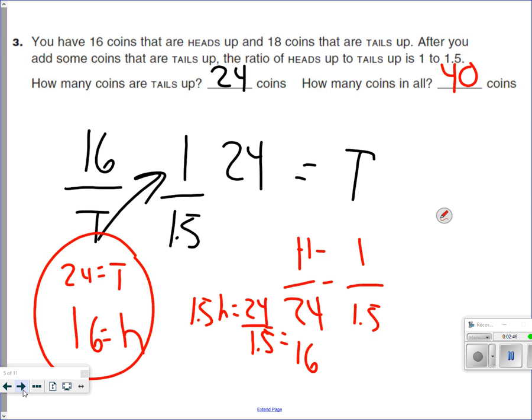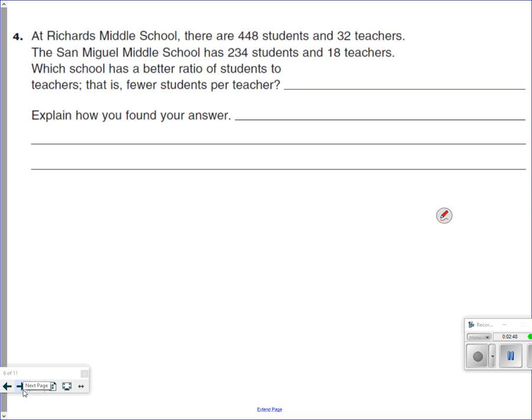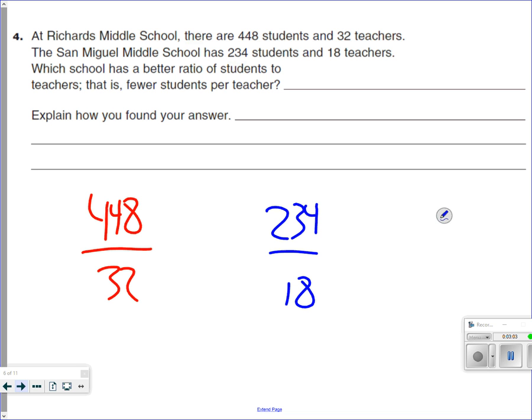Next problem. This one's a good one. Richards Middle School, there's 448 students, 32 teachers. Okay? At San Miguel, there are 234 students and 18 teachers. What's the ratio of students to teachers?